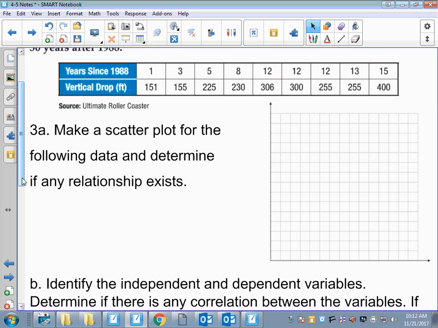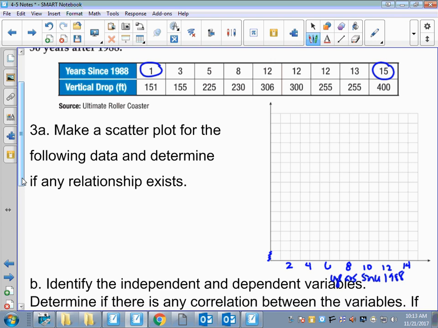So I'm going to change my scales. Since I have to get to 15, my range of values is from 1 all the way up to 15. I think I can count that by ones. So I'm going to go 1, 2, 3, 4, 5, 6, 7, 8, 9, 10, 11, 12, 13, 14, 15. I can count the bottom by ones, but I'm just going to label every other number so that it's not so crowded. So it looks like I'm counting by 2s, but I'm really just counting by 1s. And I'm going to label that as years since 1988.